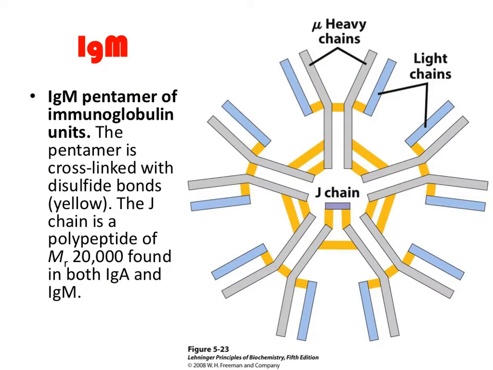This is IgM. Okay, IgA and M are actually both pentamers of the individual quote-unquote Y's, and so they're much, much larger. And that little tiny chain in the middle that helps hold it together is called the J chain. Okay.